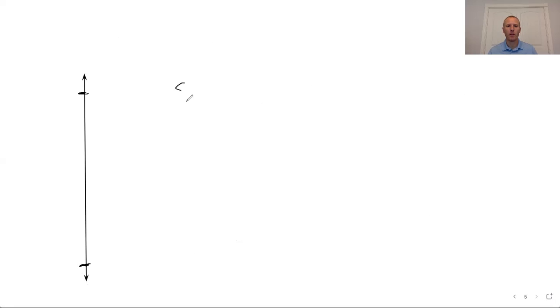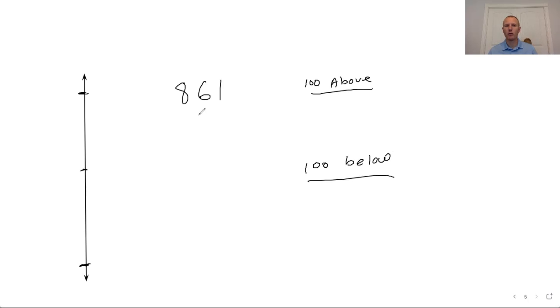We have 861. So the 100 above, 100 below. For the 100 above, we'd start at 861 and count up until we got to the next 100, and the next 100 would be 900. The 100 below would be 800, because that would be like starting at 861 and counting down until you got to the next 100. So the only 2 options for this are 800 or 900.